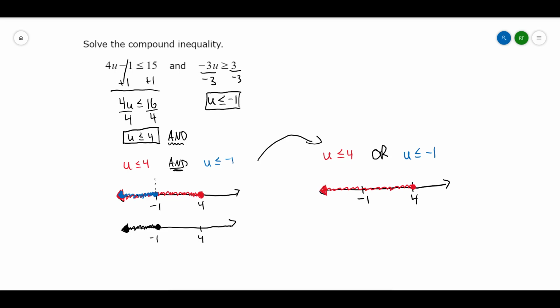And it goes forever, so I'll put that like that, solid arrow. And then numbers less than or equal to -1. So again, a solid dot, shade to the left, and it goes forever, so I'll put a solid arrow to indicate it keeps going forever.